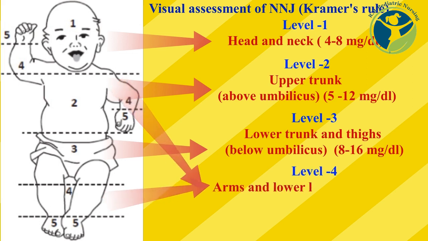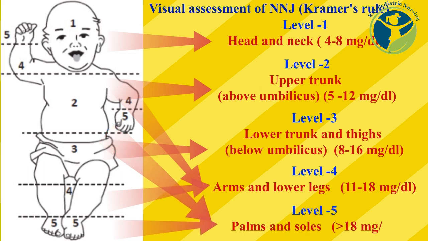Level 4. If the jaundice is visually seen in the arms and lower leg, the bilirubin level will be 11 to 18 mg per deciliter. Level 5. If the jaundice is visually seen in the palms and soles, the bilirubin level will be more than 18 mg per deciliter.